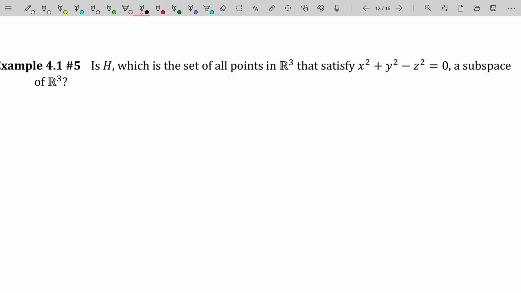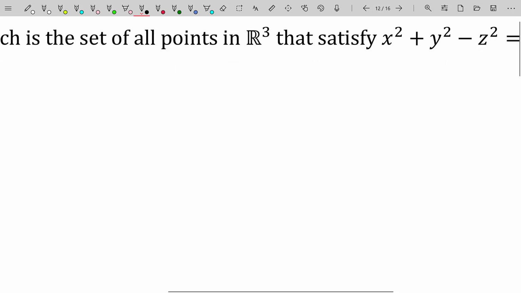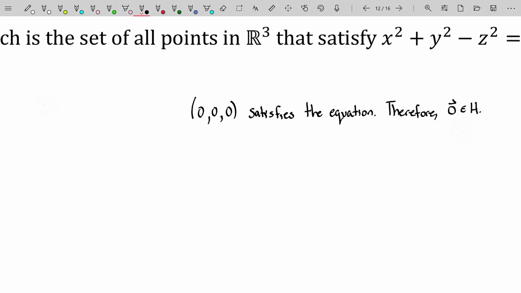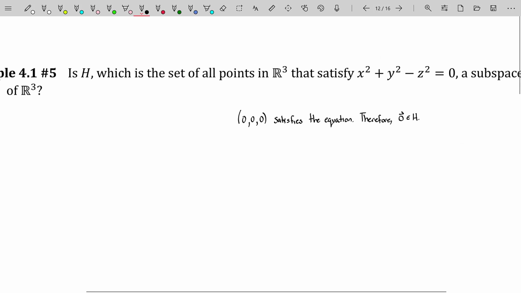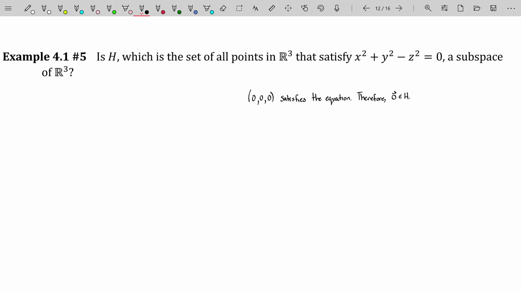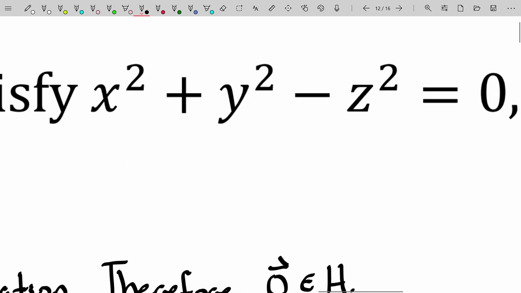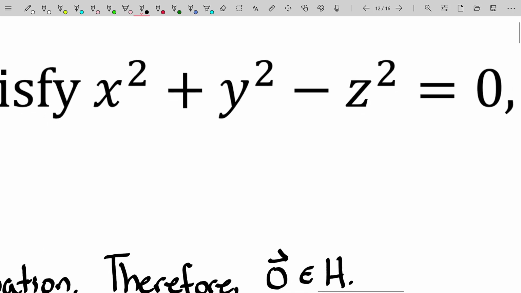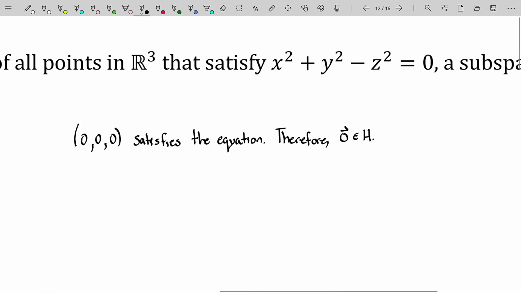The very first thing I'm going to try is to see if 0, 0, 0 is a solution, because if it's not, then H would not be a subspace of R cubed because the 0 vector would not be in H. Unfortunately, 0, 0, 0 satisfies the equation, so again, the 0 vector is in H. All right, well then maybe what I want to do is see if I can get a couple solutions to this and see if their sum is a solution to this. That actually is probably the kicker here.